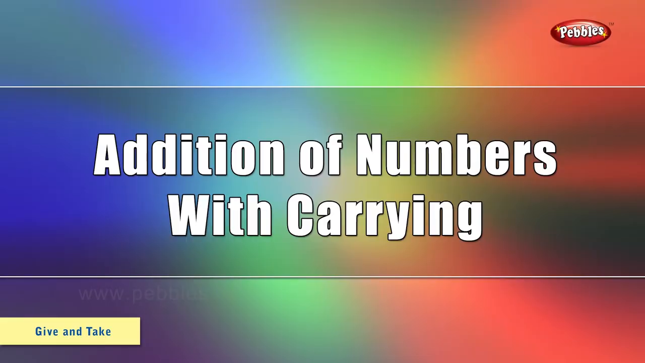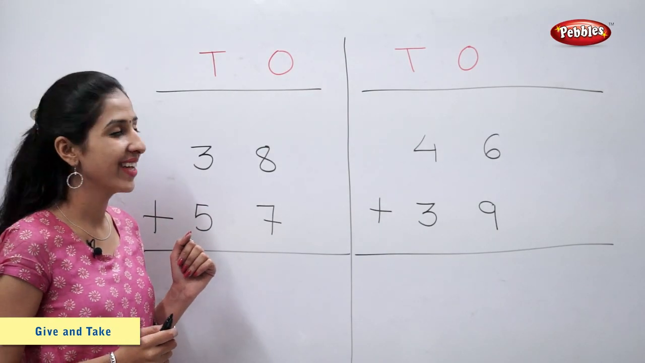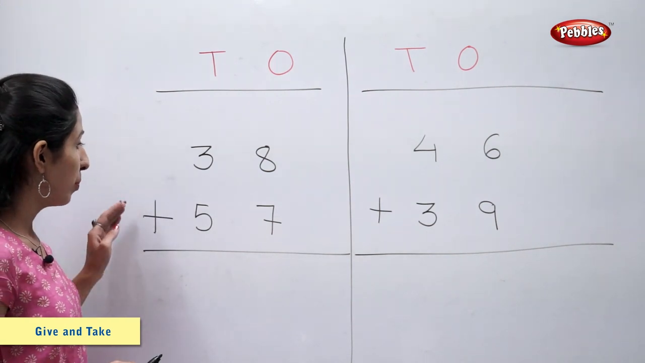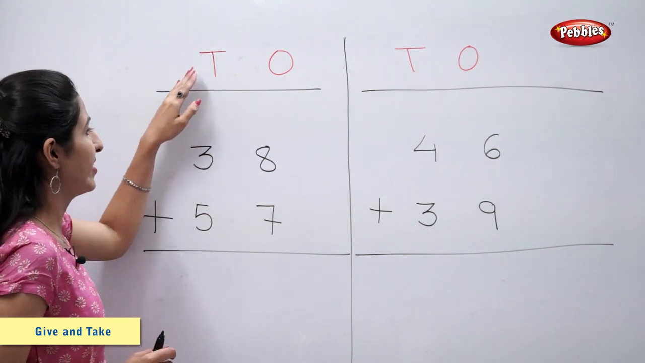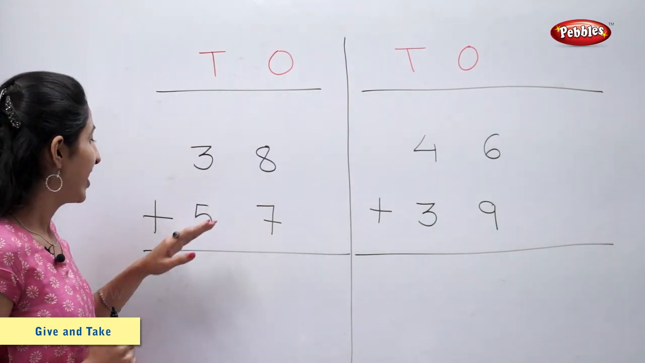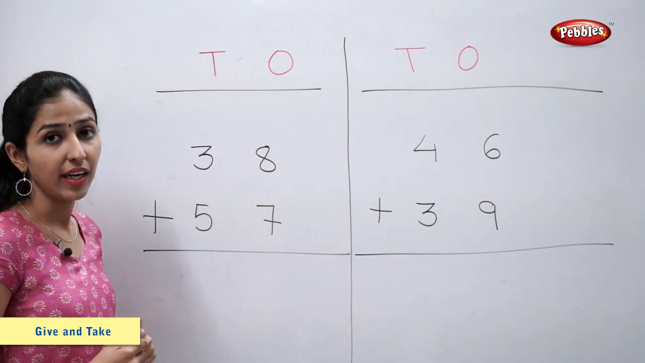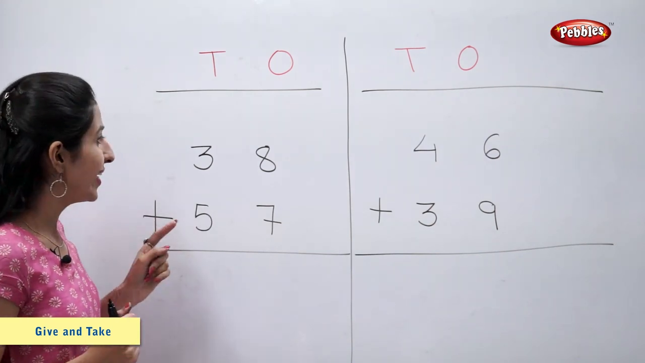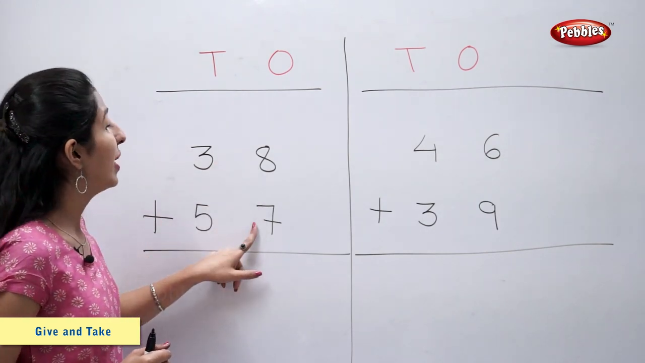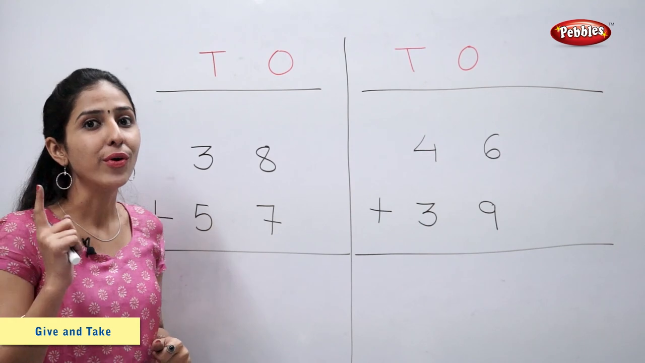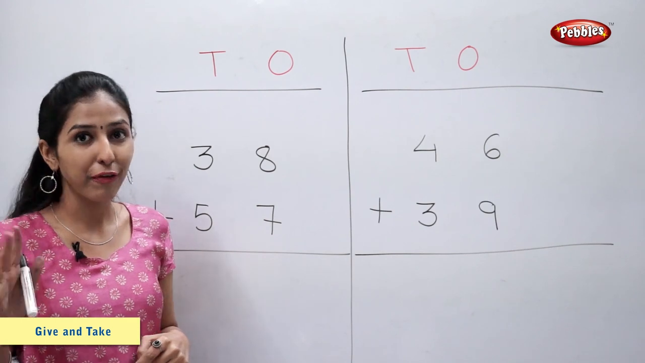Addition of numbers with carrying. Let us solve these examples. 38 plus 57. 38 is 3 tens, 8 ones. 57 is 5 tens and 7 ones. Now let's add. Let's add ones first. 8 plus 7 is equal to 15. 15 is 1 tens and 5 ones.